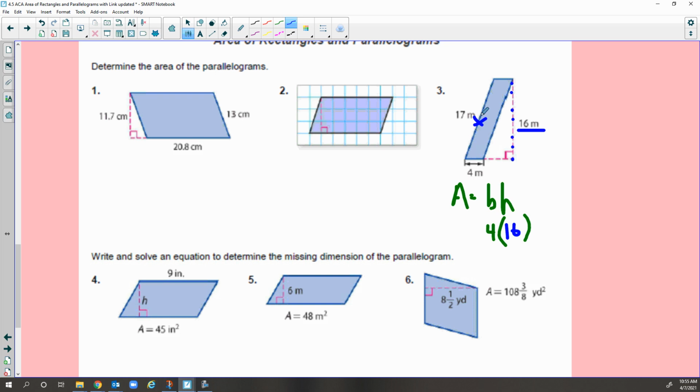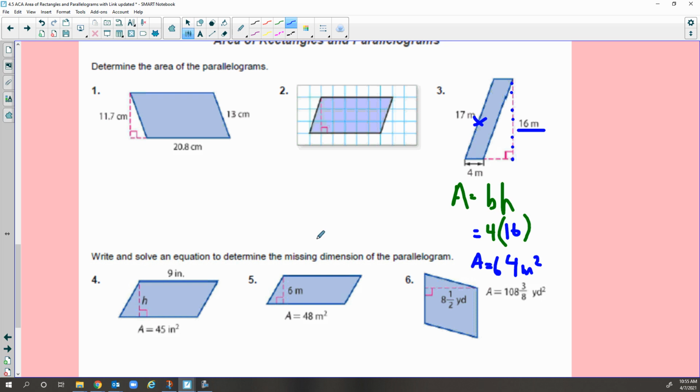The tilted one, that's too long. Okay? That's way too long. We cannot use that one. So we've got to do just 4 times 16, and that is going to leave me with 64 meters squared for the area.